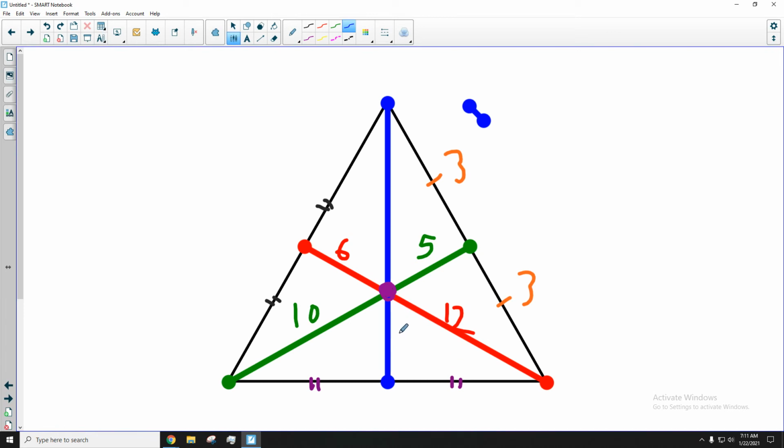Now for this one, let's just do a 4. So if this is 4, then this longer blue end has to be 8. And to be honest, that's pretty much it. So if you have any questions, just let me know.